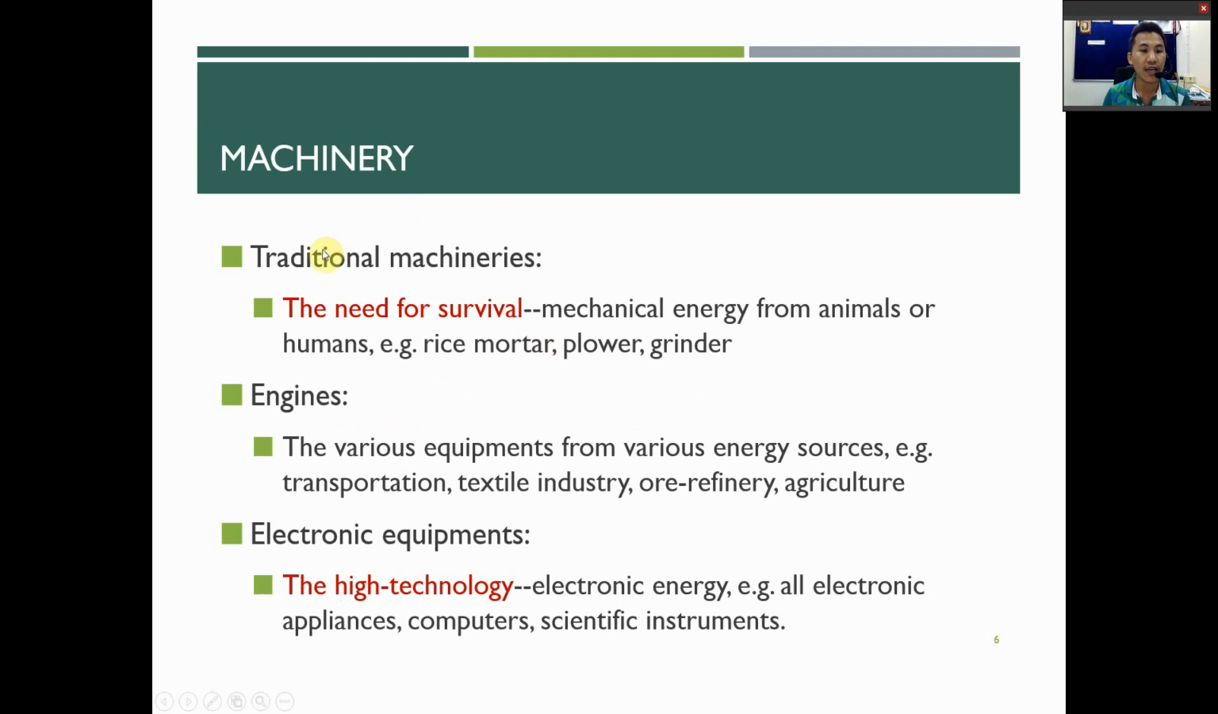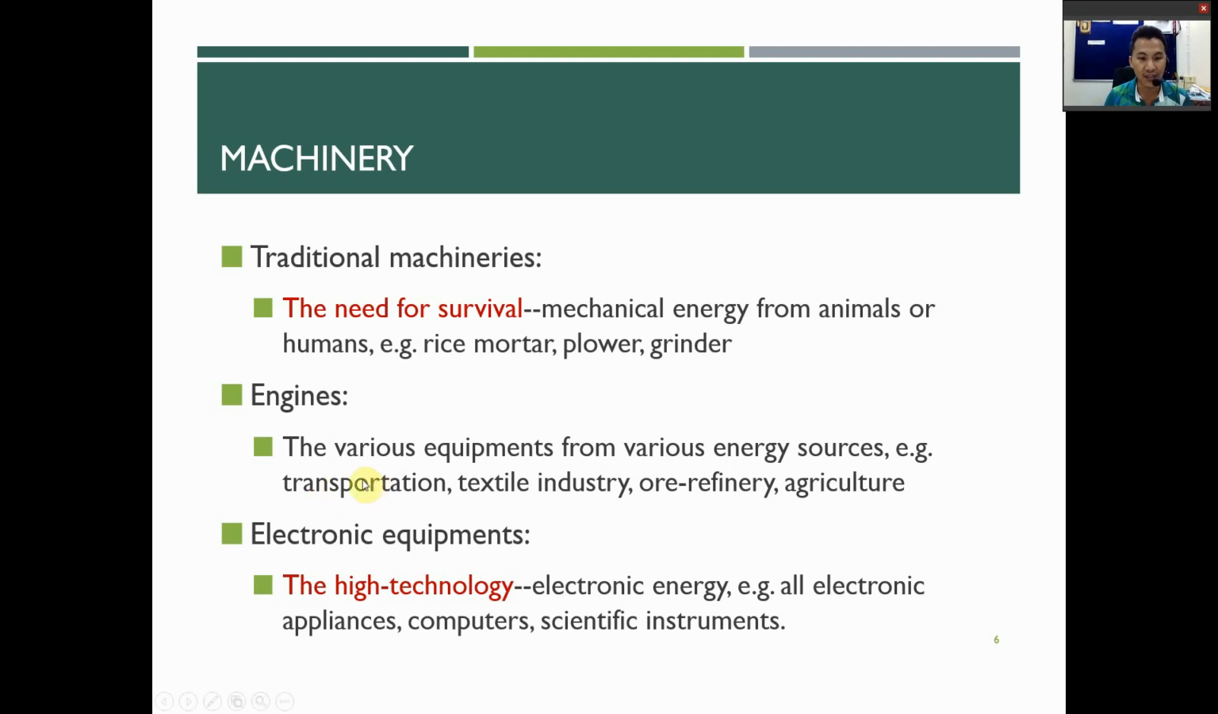Machinery, first of all, we have traditional machineries, of course, and this is totally the need for survival. So it touches the really basic stuff. There we have mechanical energy from animals and humans. Something really simple that you probably have heard about, like rice mortar, plower, grinder. All of this is some sort of technology that we have developed since we knew that we had to do agriculture instead of hunting, way back in the past.